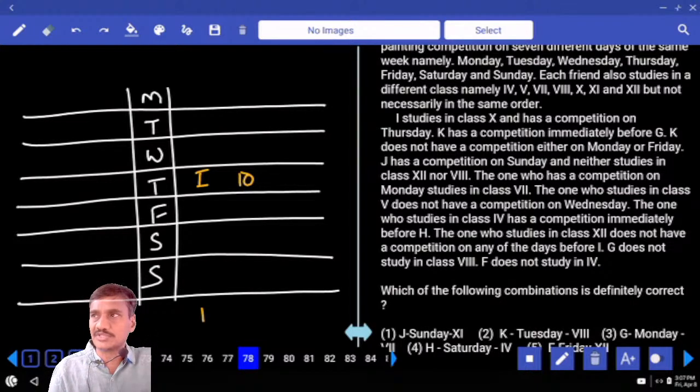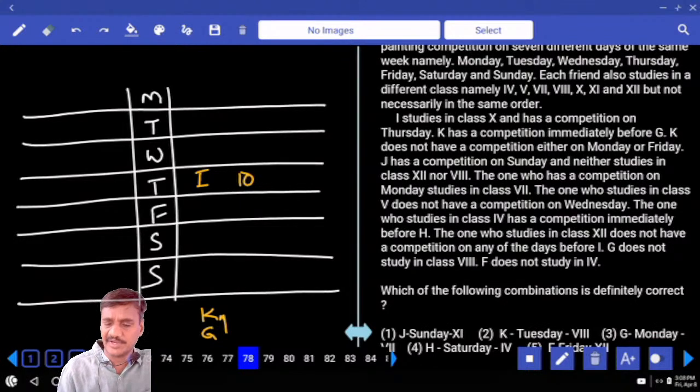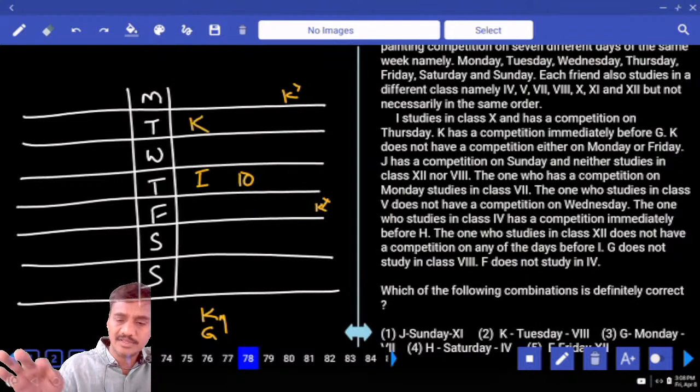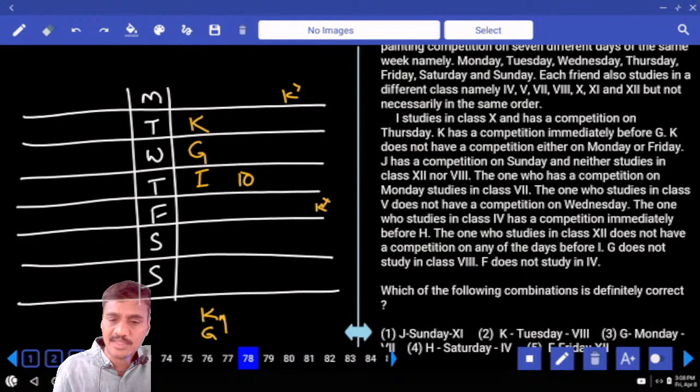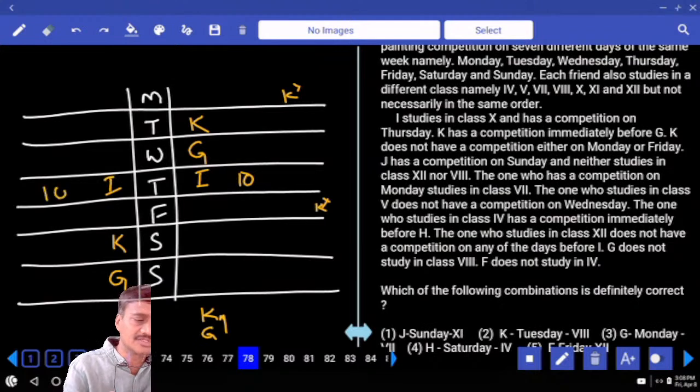And K has a competition immediately before G. So K and G must be together. As K and G must be together, K does not have a competition on Monday or Friday, and K cannot be here. So what are the different possibilities? K and G, this is one possibility. Next, K and G is the second possibility. We get the two possibilities, with I on Thursday.